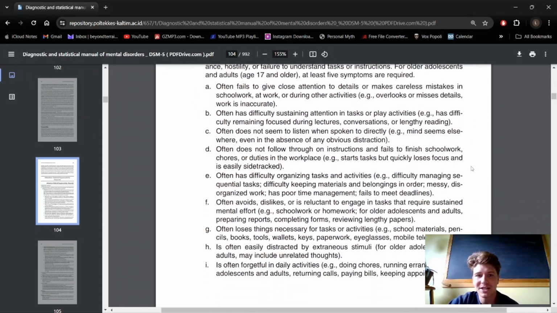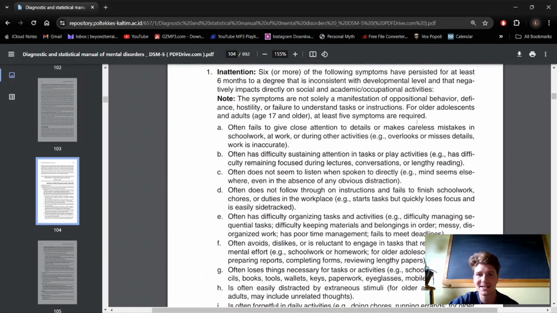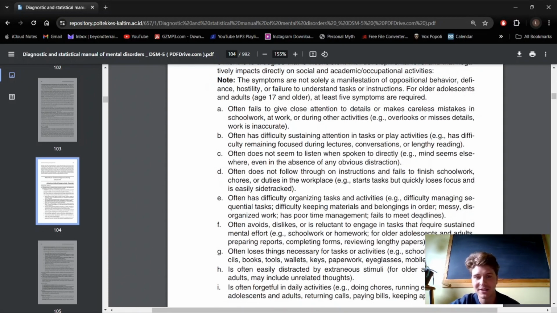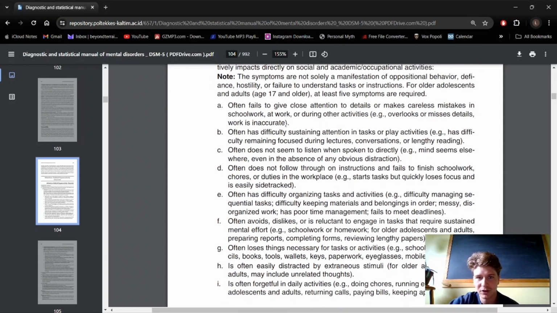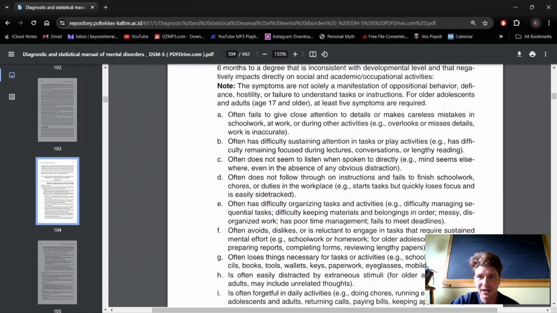Now, one thing about these criteria that's really interesting, and there's 10 points here. 10 points, and you got to hit 6 out of 10 if you're a kid. And if you're 17 or older, you got to hit 5 out of 10, half of these. So the really important thing to look at in these diagnostic criterias: attention to details or makes careless mistakes in schoolwork, work, or during other activities.